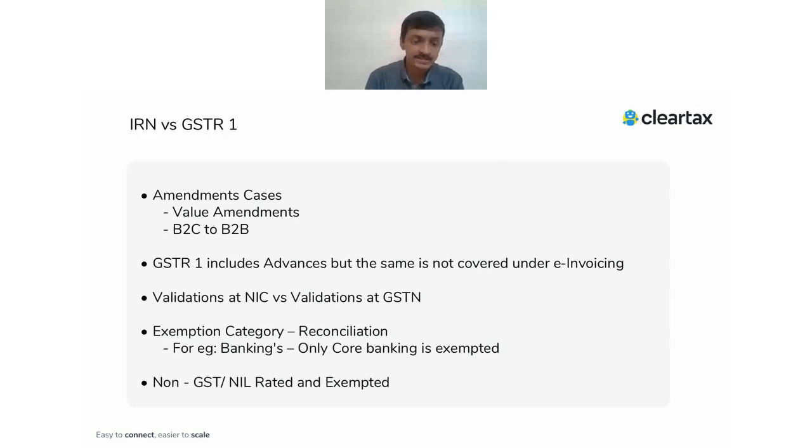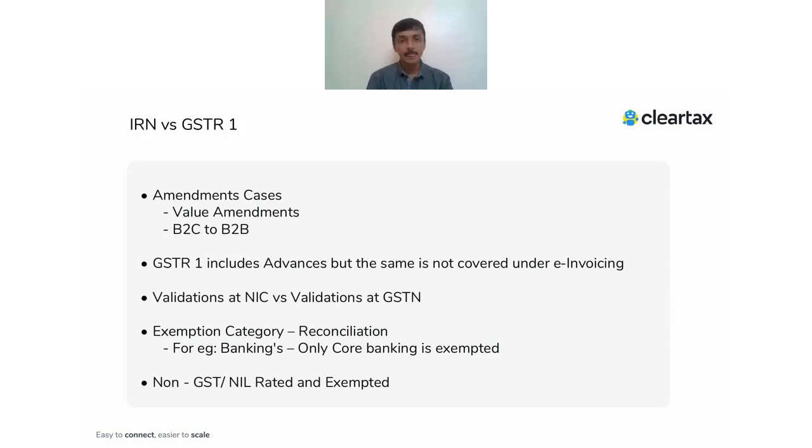And the next one is exemption category reconciliation, banking only core. You can ignore this section as of now. There was a press release, there was a FAQ which the GST portal had issued, saying that this has been removed. So as of now, you can ignore this exemption category reconciliation. For example, banking only, core banking is exempted. This is now no more required. This is removed.